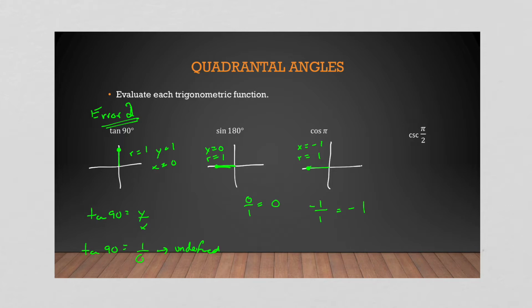And then last, we're looking at cosecant of pi over 2. Now, pi over 2 is 90 degrees, and cosecant is r over y, right? The reciprocal relationship of sine. So here y is 1 and r is 1. So we're still going to have 1 over 1, which gives us 1. So that is a few examples of our quadrantal angles and how we can calculate them.